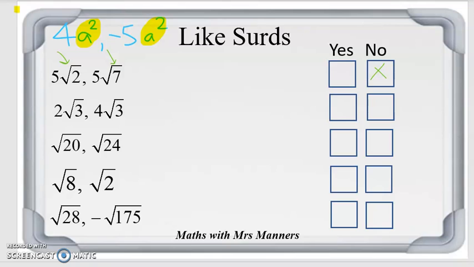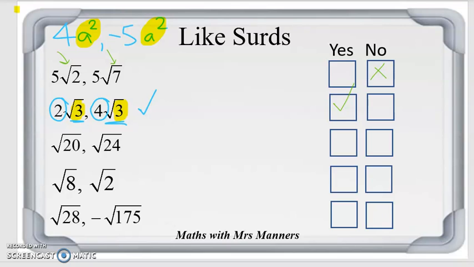In the example underneath, I can see I've got a root 3 and a root 3. They are the same number, so we've got like surds. It does not matter if the numbers in front of the surds are different. What you need to check is that the number under the square root signs is the same. That makes 2 root 3 and 4 root 3 like surds.